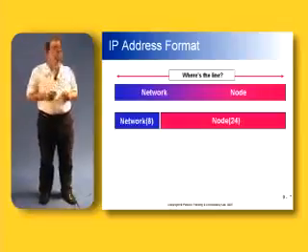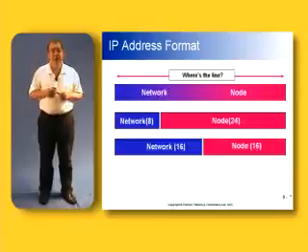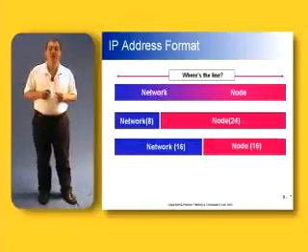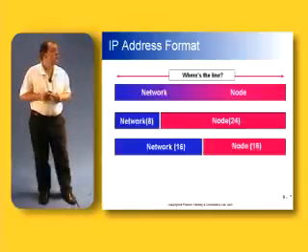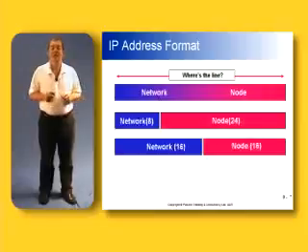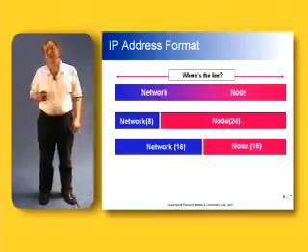Or we could draw the line right in the middle there. So we've got 16 bits of network. Half the address represents the wire, and half the address represents the host. And that would give us something like 65,000 networks, each one of which could support 65,000 hosts.